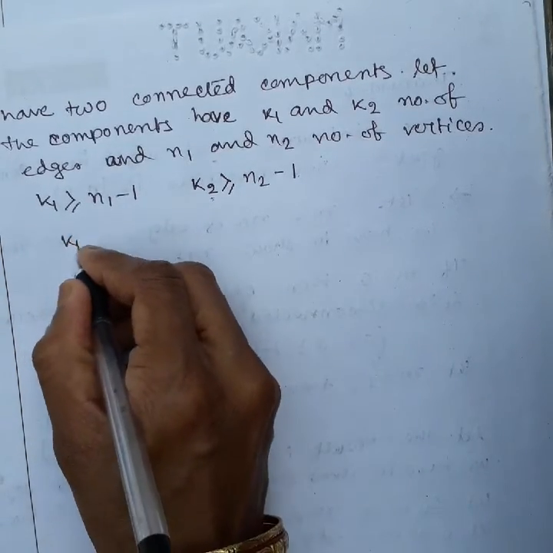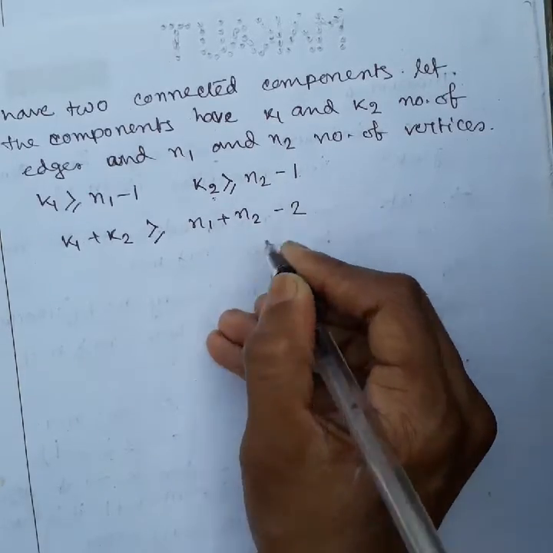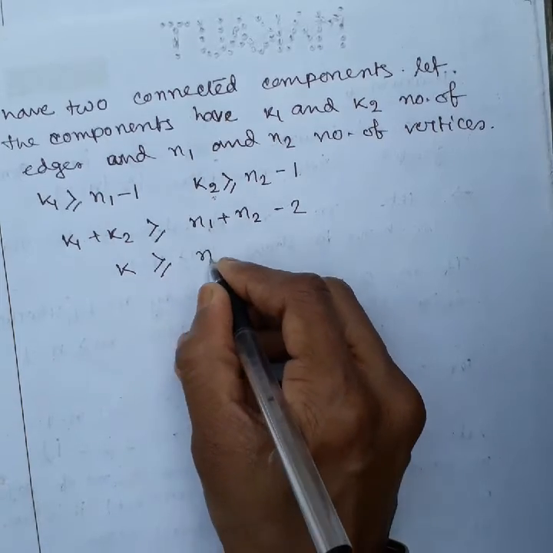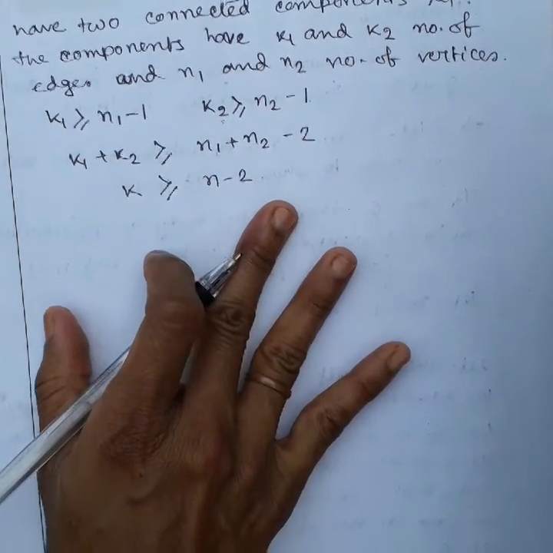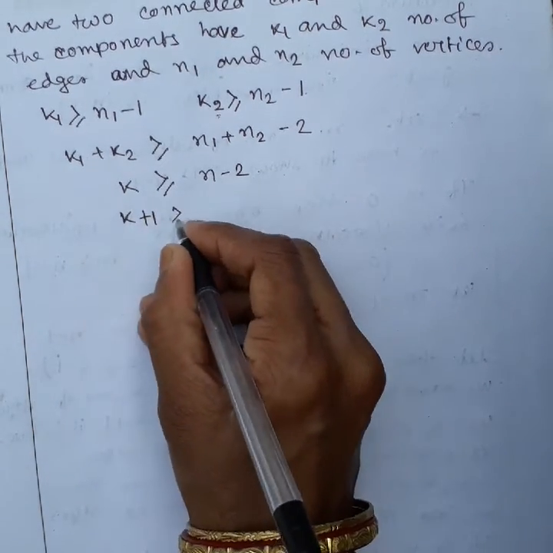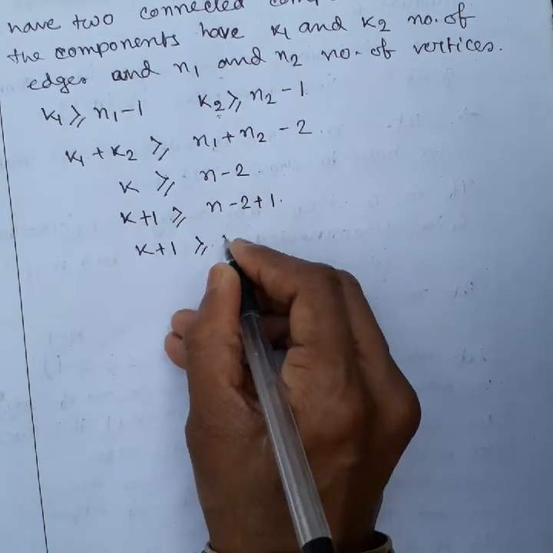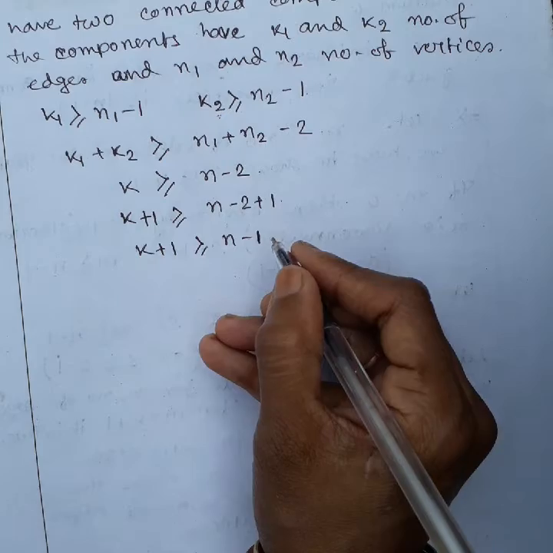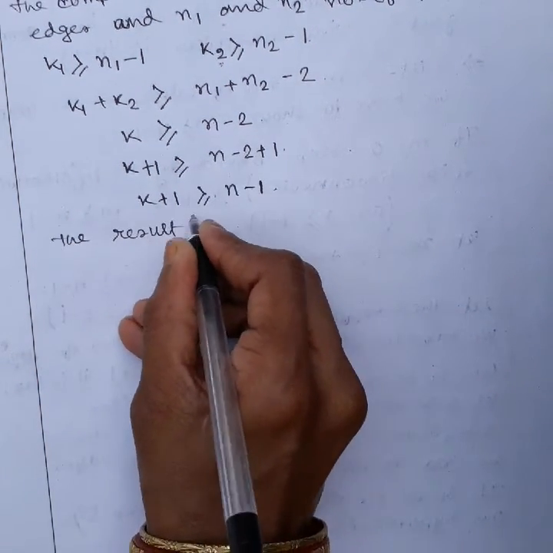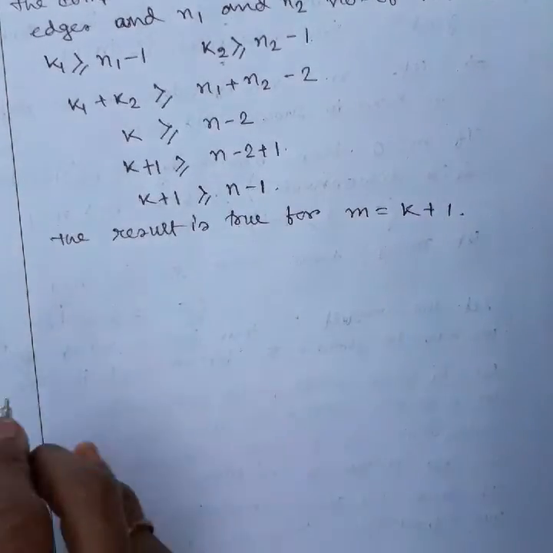So from these two, we have k1 plus k2 is greater than or equal to n1 plus n2 minus 2, and we know k1 plus k2 is equal to k. So it is greater than or equal to n minus 2, as n1 plus n2 is equal to n. So k plus 1 is greater than or equal to n minus 2 plus 1. That means k plus 1 is greater than or equal to n minus 1. Okay, so the result is true for m equal to k plus 1.